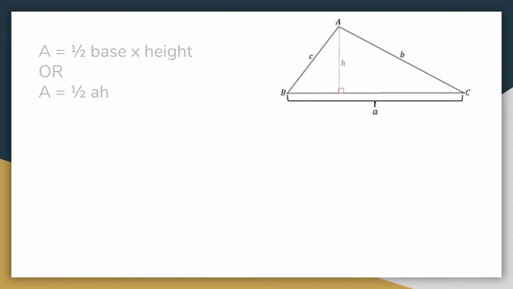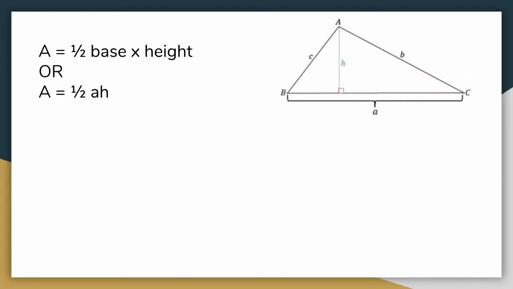I'm sure that many of you know that the area formula for a triangle that a lot of people learned is that the area equals 1/2 base times height. That's the area of a triangle because the area of a rectangle is base times height and a triangle is just half a rectangle, so 1/2 base times height. For this diagram, the base is labeled as A and the height is H. So area equals 1/2 base times height, or area equals 1/2 A times H.